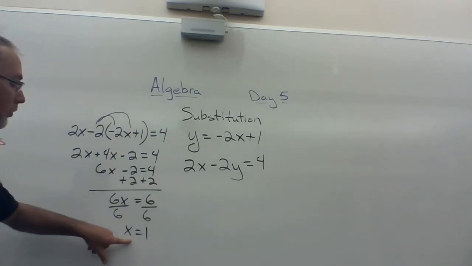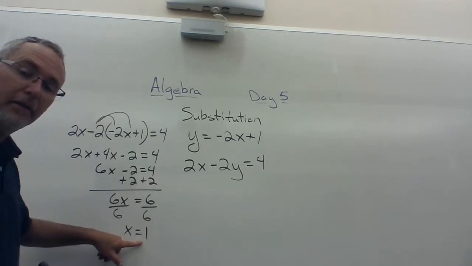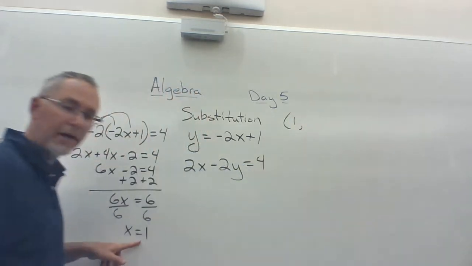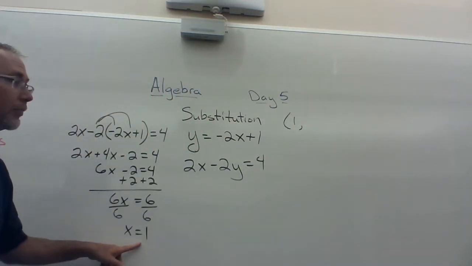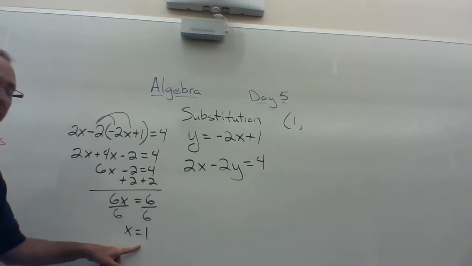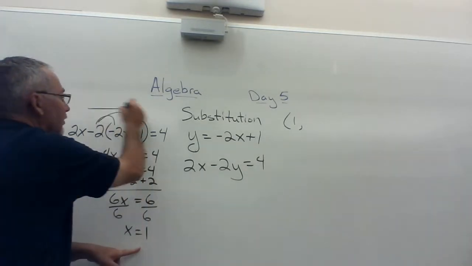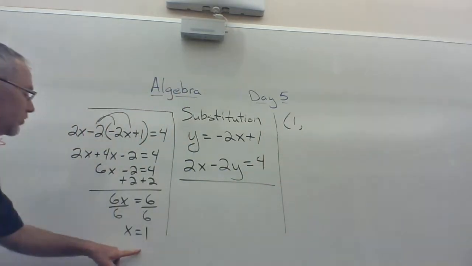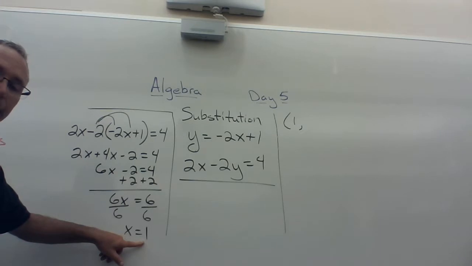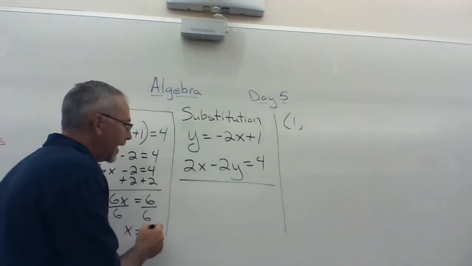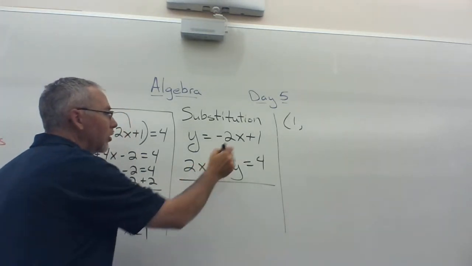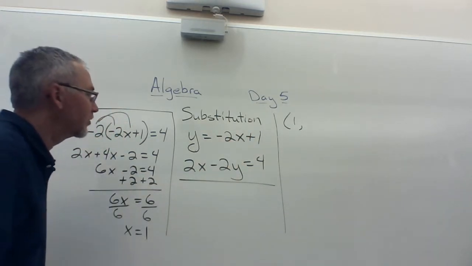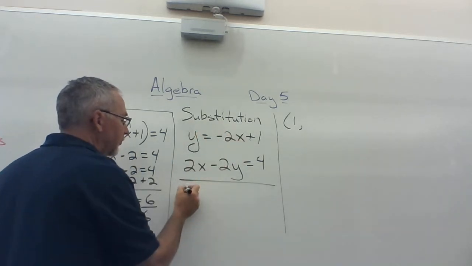So now I'm left with x is equal to 1, but I'm not finished yet. I now only have my x value for my coordinate. I want both the x and the y. What I'm going to do now, since I know my x is equal to 1, I can take that x and I can plug it in here, or I can plug it in there. Either one should give me the same answer. So I'm going to plug it into this top one.